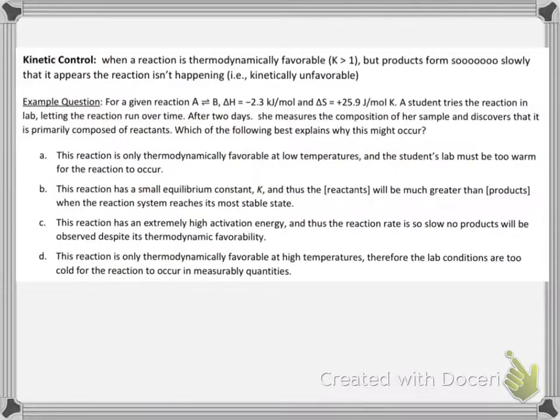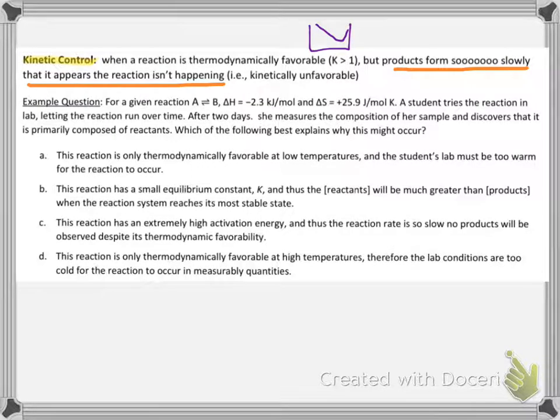Now, there is an interesting intersection between equilibrium and kinetics that I think would be awesome to talk about here. There is a situation called kinetic control, and that is when a reaction is thermodynamically favorable. Basically, if you look at its free energy diagram, the products are much more favored. But the products are forming so slowly that it appears the reaction isn't actually happening. Basically, it is a reaction that is thermodynamically favorable, but kinetically unfavorable.